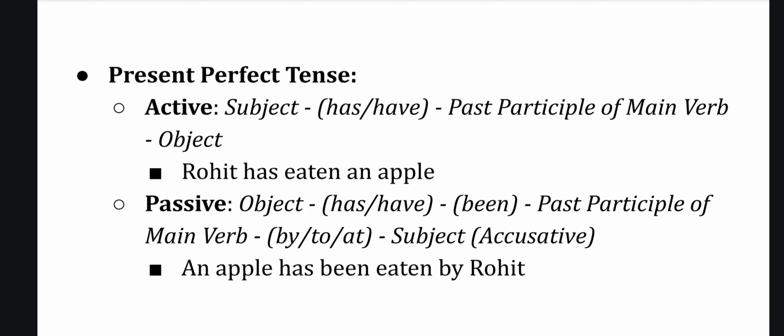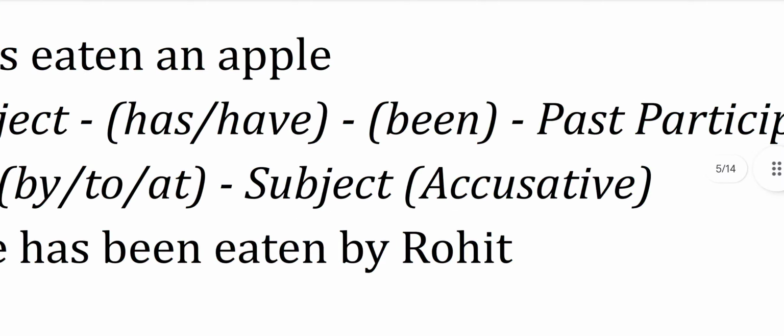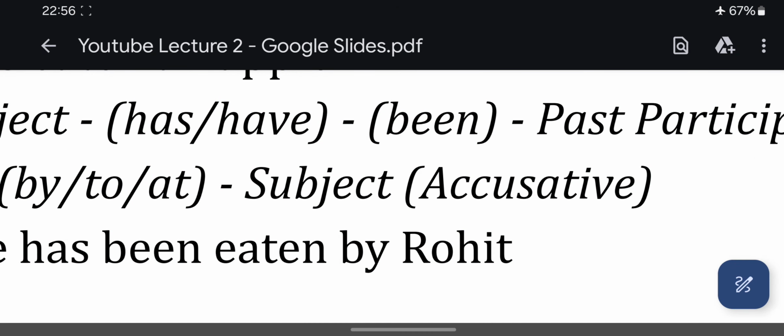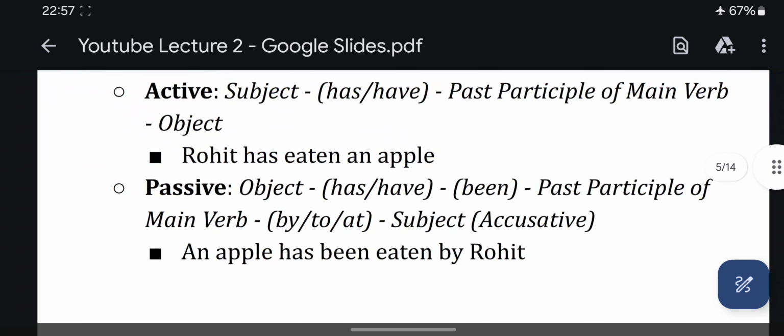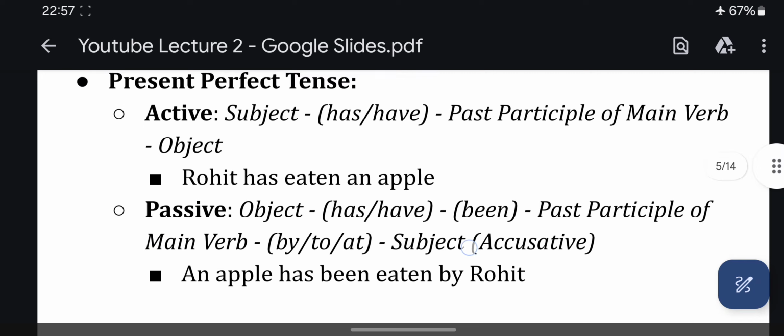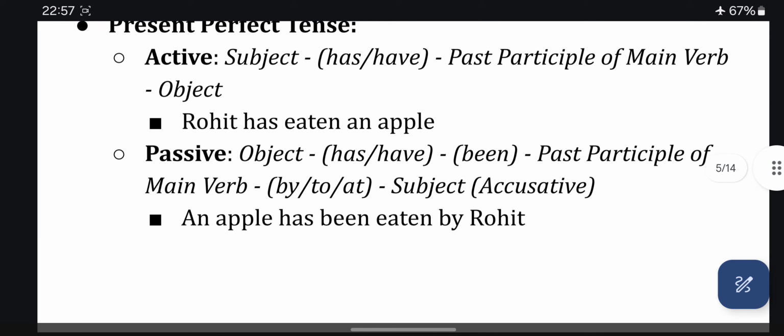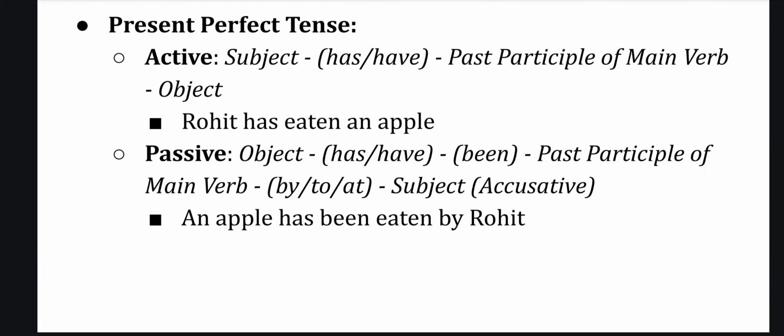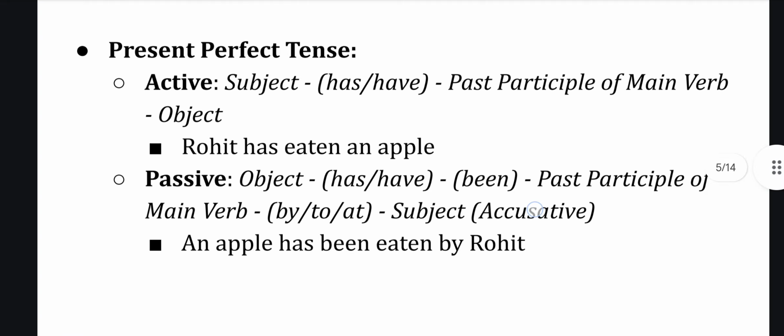Then the been. Acha, what is been? Been is the past participle form of the be verb. So first the object, then have or has, then been, then the past participle of the actual main verb, which is eat, and then the linker by, to, or at, any of them, and then the subject in accusative form. So an apple has been eaten by Rohit. That is how you need to write.